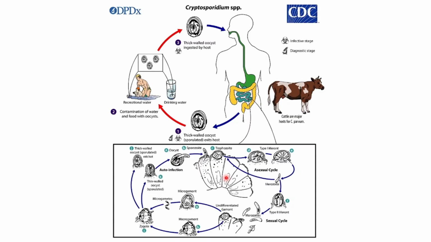Many species and genotypes of this apicomplexan protozoan called Cryptosporidium can infect humans, and they have a wide range of host animals. Zoonotic species and genotypes of Cryptosporidium are those that are transmitted from animal hosts to humans, and non-zoonotic species and genotypes are host adapted without evidence of transmission from animals to humans.